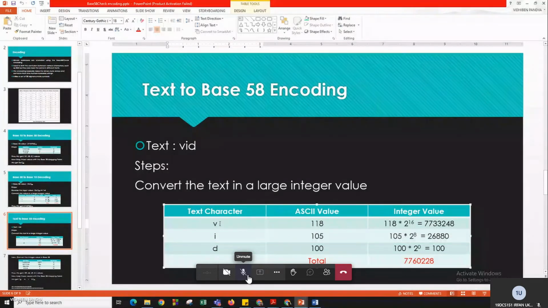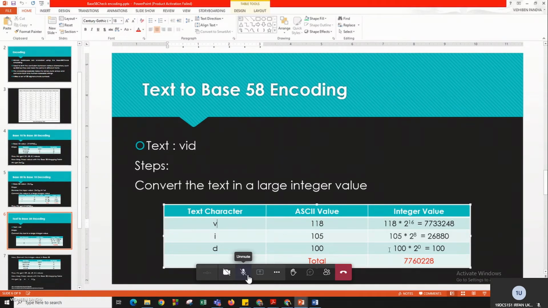The ASCII value for small v is 118, for i 105, for d 100. In the examination, the ASCII values for the characters will be given to you, so don't worry if you do not remember them. After getting the ASCII values, to convert into an integer we are going to multiply each by 2 raised to a power. The power must be a multiple of 8, and we apply the powers in reverse order.